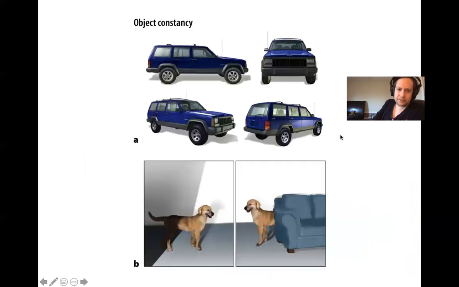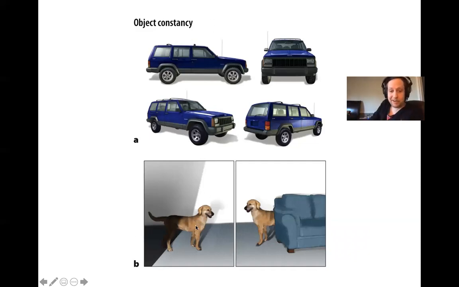I'll go ahead and show you some examples of object constancy. So here is a car or an SUV, or a Jeep. And you can tell it's the same car even though it's in different positions and orientations. That's the idea of object constancy. It seems really straightforward to me, which is one of the reasons I don't feel like it's particularly surprising that our brains can do this. So object constancy, it's the same thing, even though it's in different positions.